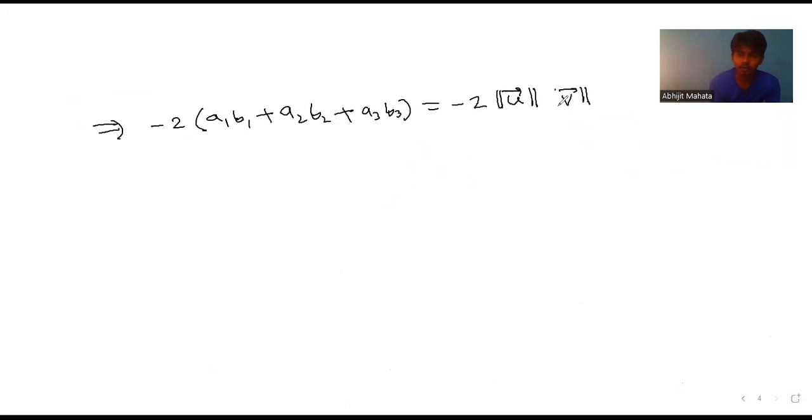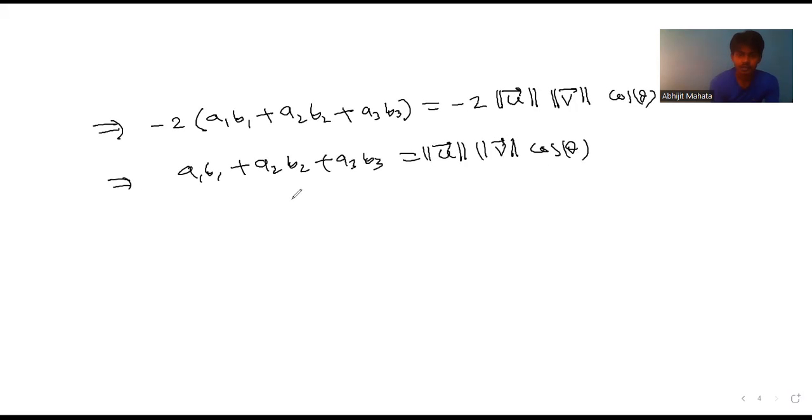So then the remaining term we are getting is negative 2 times (A1 B1 plus A2 B2 plus A3 B3), which is nothing but negative 2 times the norm of vector U, the norm of vector V, times cos of the middle angle theta. So what we are getting is A1 B1 plus A2 B2 plus A3 B3 equals the norm of U times the norm of V times cos theta. Now see, this is nothing but the dot product of U with V.